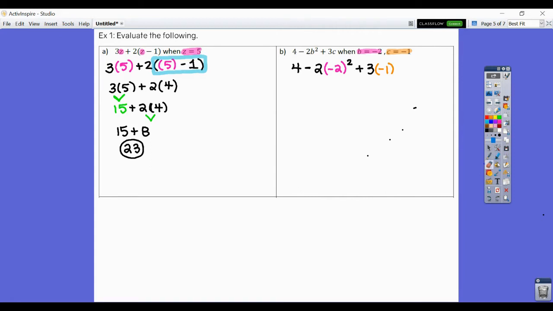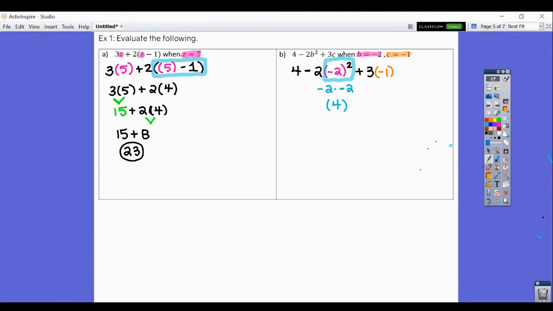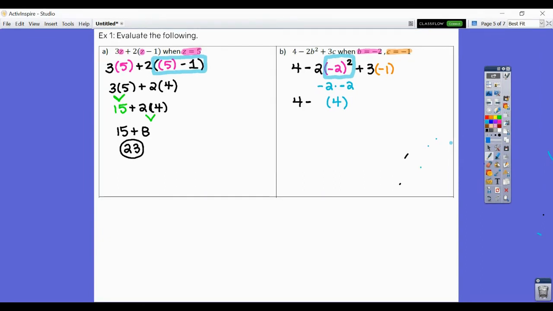We have one number in the parentheses, so we'll skip to our exponents. Exponents here is going to be doing this negative 2 squared first. Remember, when I square a negative number, it is multiplying by itself. So negative 2 times negative 2 would give me a positive 4. Two negatives make a positive. Positive 4 will be rewritten there instead of negative 2 squared, and I write everything else around it.